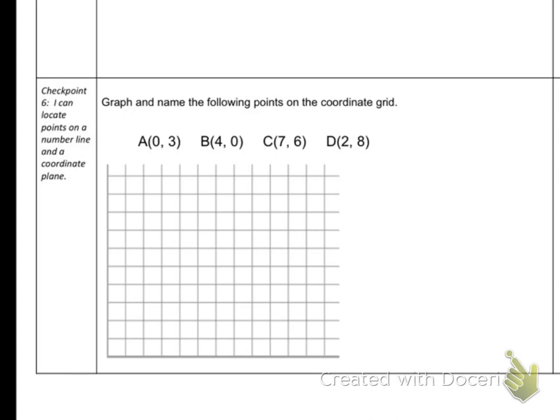The final skill, graph and name the following points on the coordinate grid. The first one, remember when you're talking about these, you're talking about x first and y second, or left and right first and up and down second. You're always starting at the origin or the center. For A, we go not anywhere to the right or to the left. We go 0 places, and then we go up 3. 1, 2, 3. Put a nice big bold dot, and then label it A. You go ahead and plot B, C, and D.